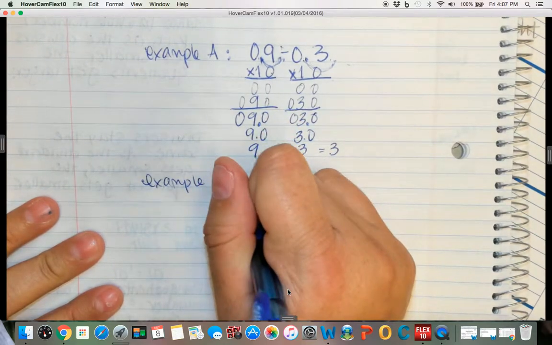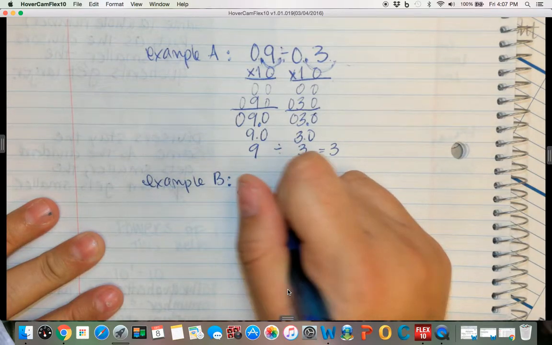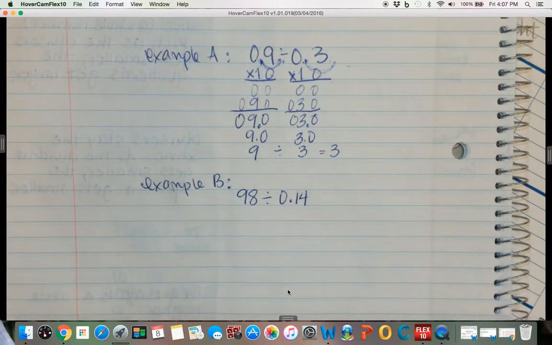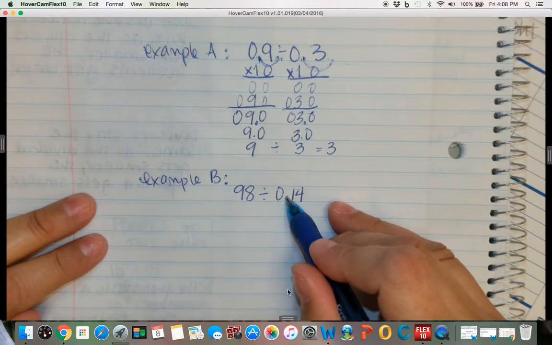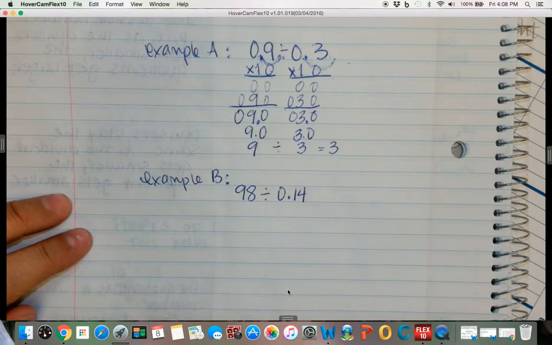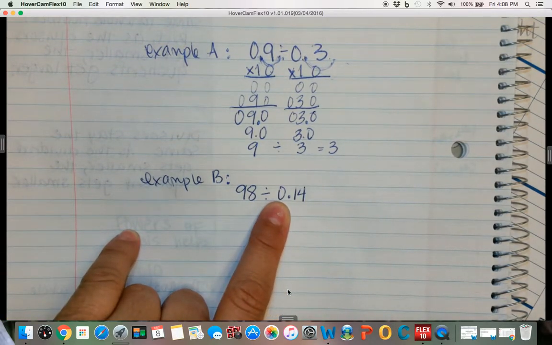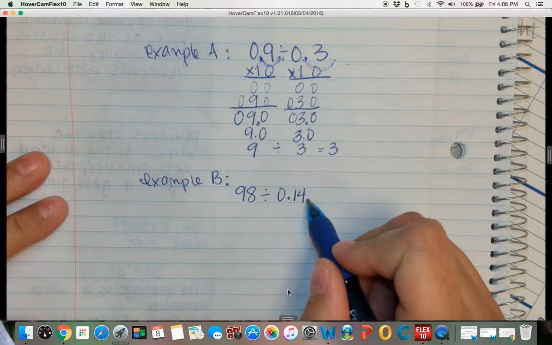Our problem now is 98, a whole number, divided by 14 hundredths. To make the division easier on ourselves, I want to get rid of this decimal point, so I have a whole number. It's easier to divide whole numbers, it's true. So I'm going to get rid of that decimal by moving it 2 places over to make a whole number.